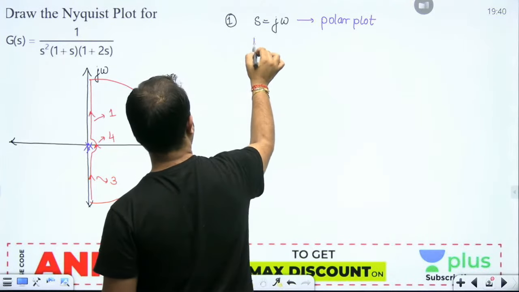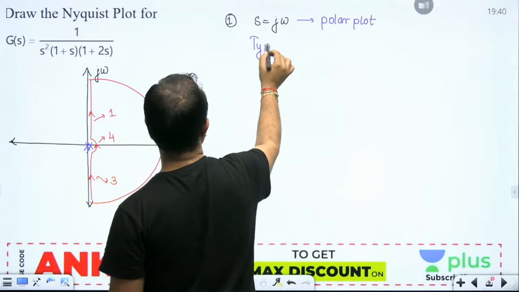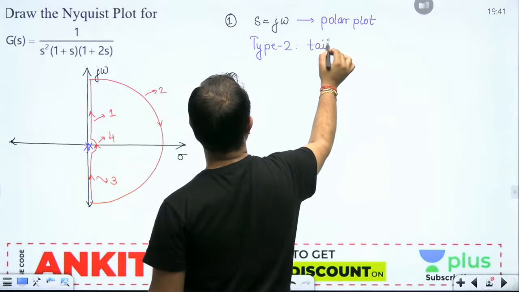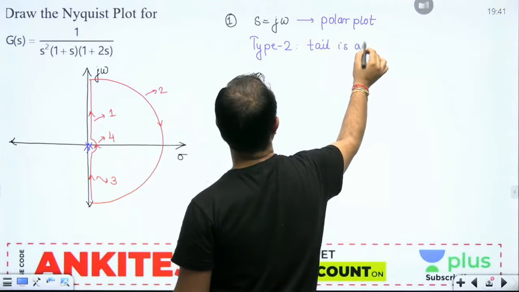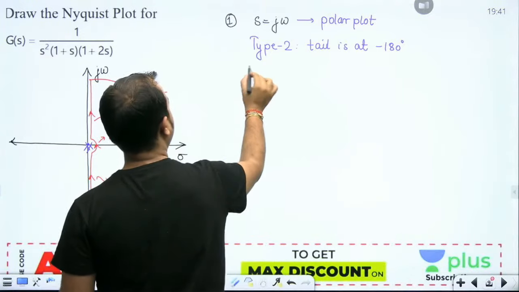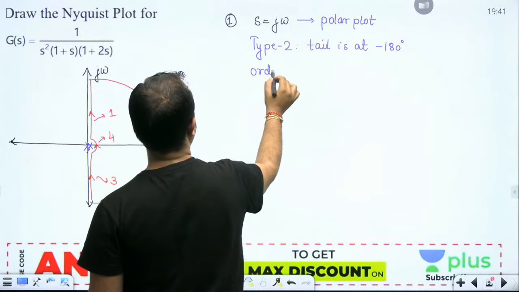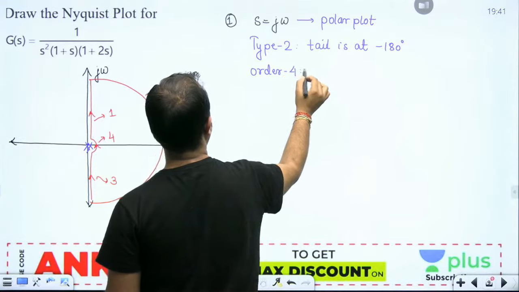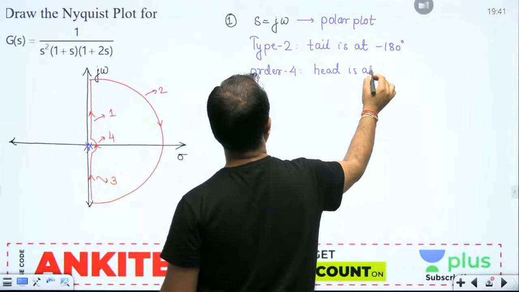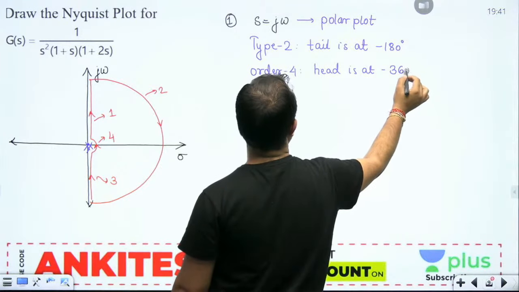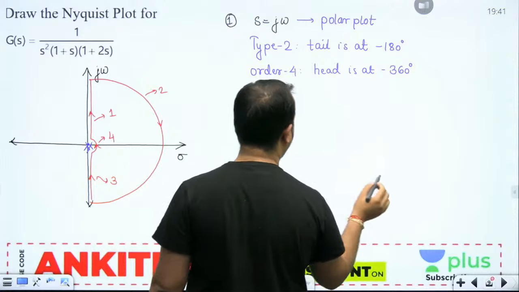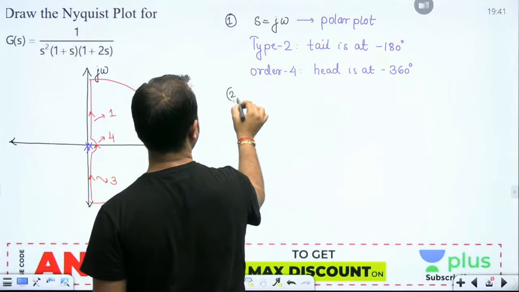Now, this is a type 2 system. So that means the tail is at minus 180 degree. And it is an order 4 system. That means the head is at minus 360 degree. Very simple. This type of polar plot I have covered in the class.